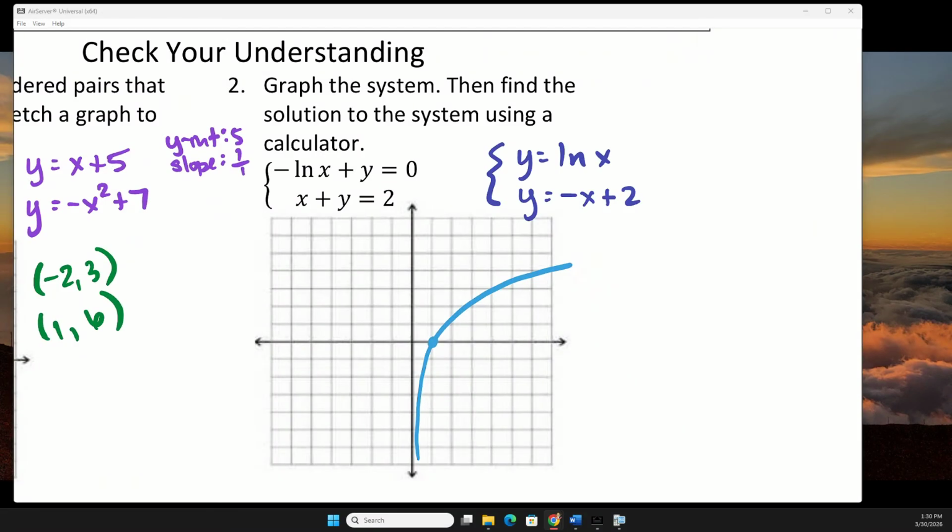All right, and then the other graph is a line with a y-intercept of 2 and a slope of negative 1. So we don't know by this graph without the calculator what that intersection point is. We can guess, like it's about 1.5 to the right and then about half up, but we can use our calculator to actually find it.